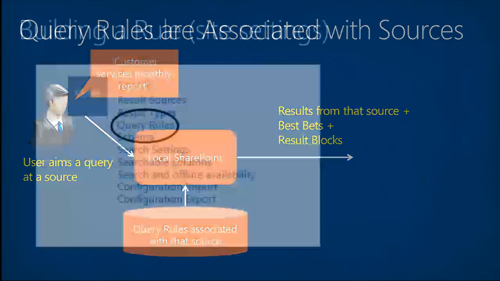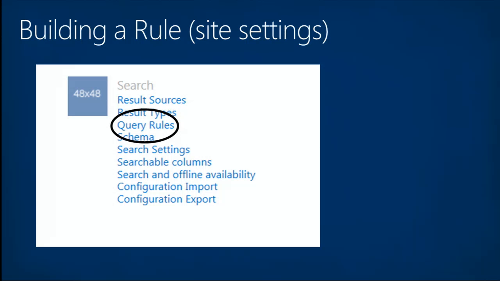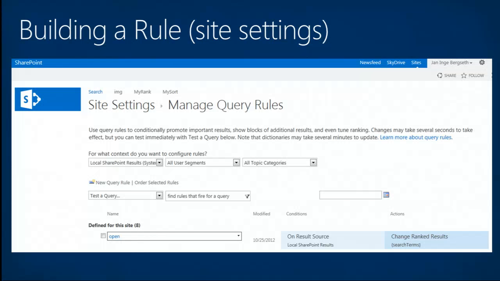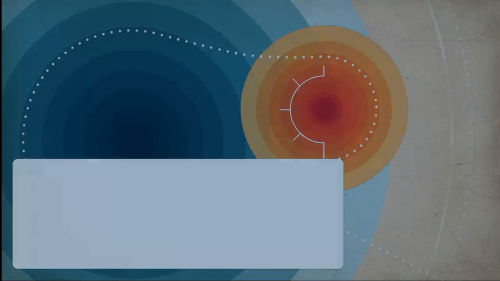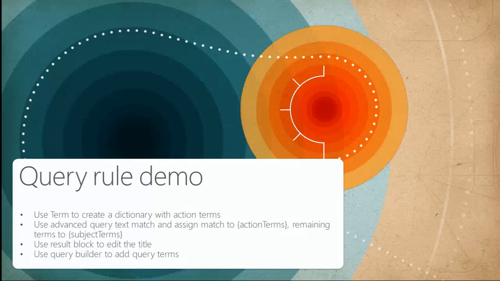All that's left to do is build a rule. It's another site-level setting. You go to search and query rules. At the management page, you click on new query rule. And maybe, Joninga, you can take it from there. Yeah, thank you, Victor. So in this demo, I will see how we can use the action terms, create a new block, and then also I have some more advanced triggering on the query using a dictionary.